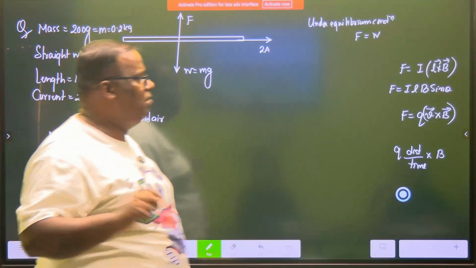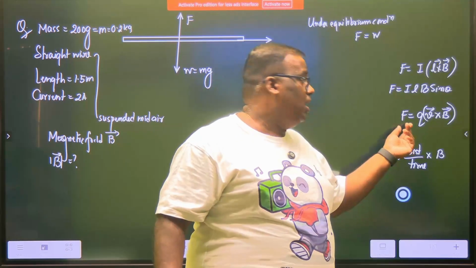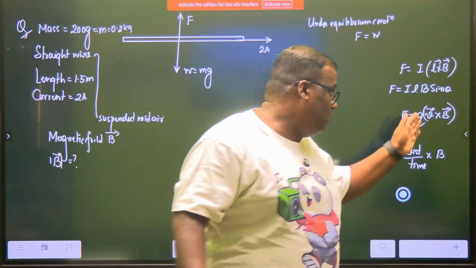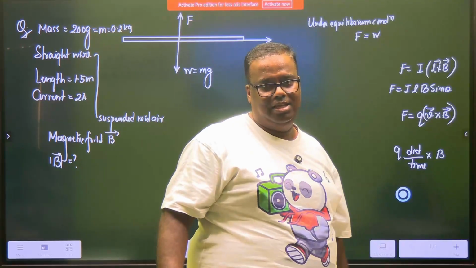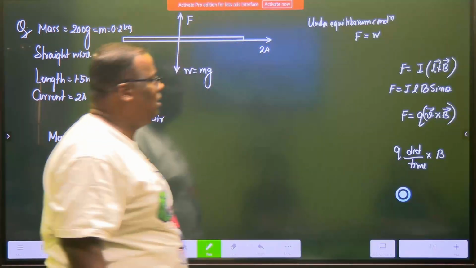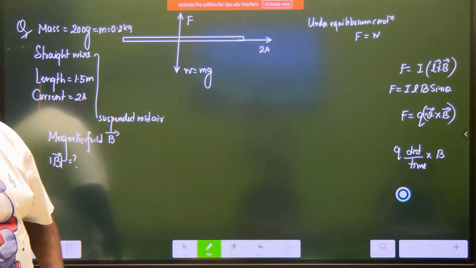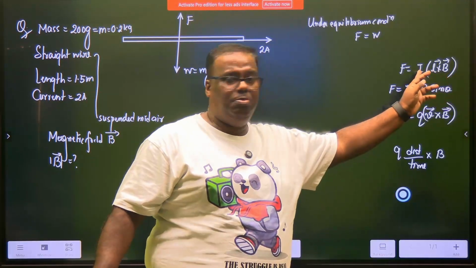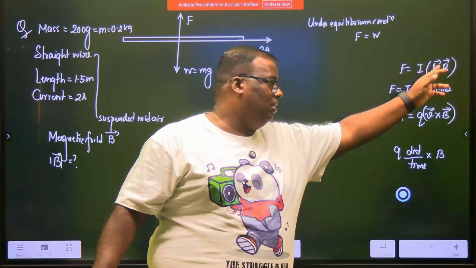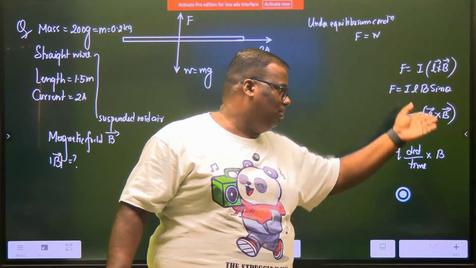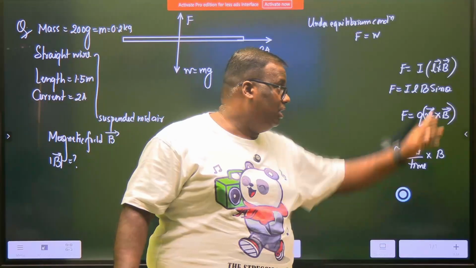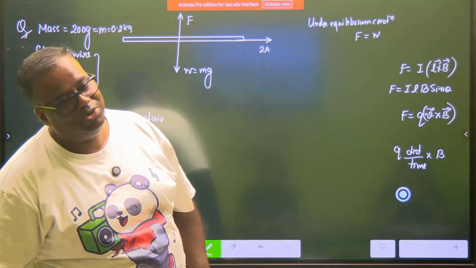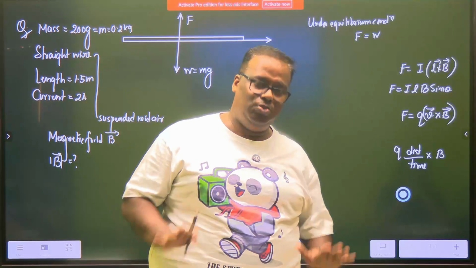Or else you tell me, what is F? F is a cross product of these two. And F should be perpendicular to both V and B. That means L and B, F has to be perpendicular. F is perpendicular to B. F must be perpendicular to V also, or in your case L also. That means L and B should be perpendicular to each other. So what is the value of theta? 90 degree. Did you understand the logic or not?